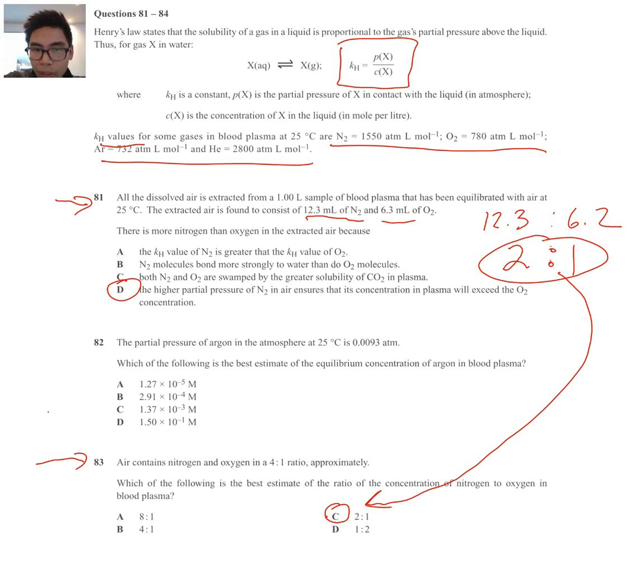So what was the question asking in 81? It's asking, in the blood, there was more nitrogen dissolved than oxygen. And the question is asking why? Why is there more? Well, it's D. Because there is a higher partial pressure or concentration of nitrogen in the air. This ensures that the concentration of nitrogen in blood plasma will exceed the O2 concentration.